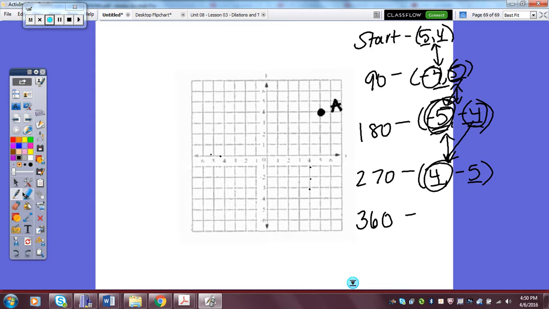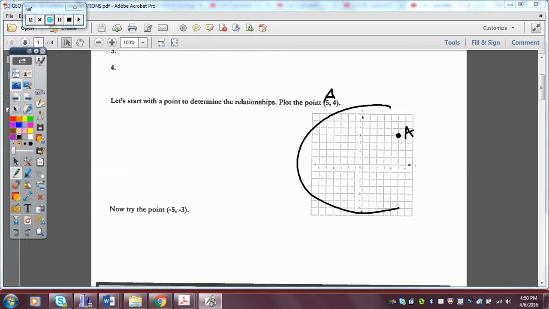360. Notice it's in the exact same starting location, which is 5, 4. And again, if you switch your x and y value and you make your first value opposite, it's exactly where I started. All right? So whenever you rotate, you're flipping x and y, and then you're making the first value the opposite.